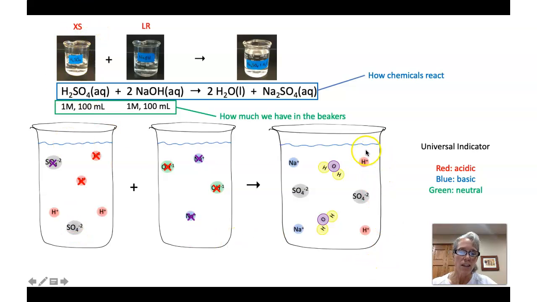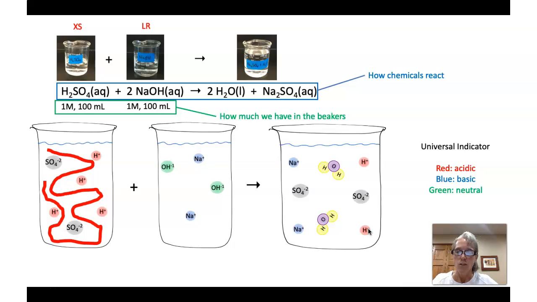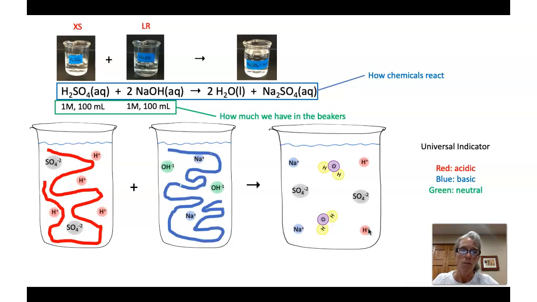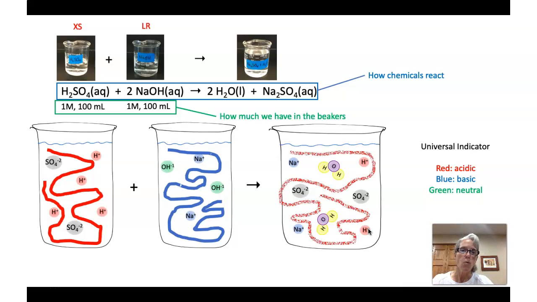And we can see that in the product beaker, because we're going to mix the acid and the base, there will be leftover acid. If we had universal indicator in here, the acid would appear red, the sodium hydroxide would appear blue, and the product, because of the leftover acid, would appear red.